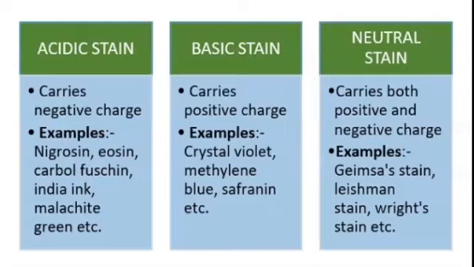The examples of acidic stain are nigrosin, eosin, carbolfuchsin, India ink, malachite green, etc. Basic stains carry positive charges: crystal violet, methylene blue, safranin. What are neutral stains? Giemsa stain, Leishman and Wright stains are some examples of neutral stain.